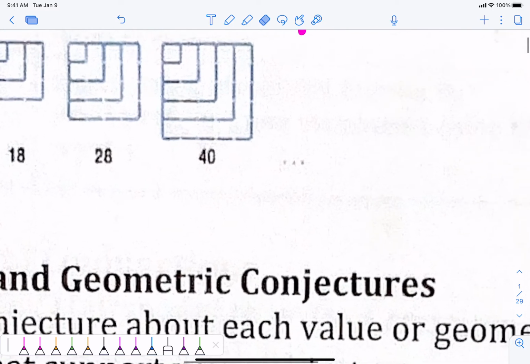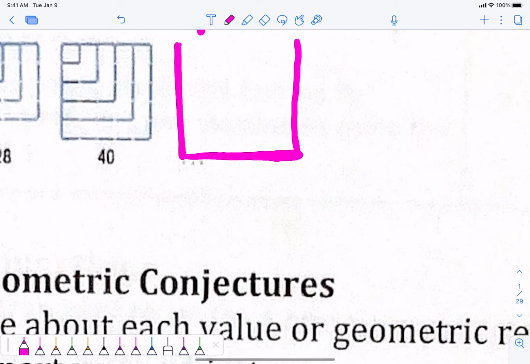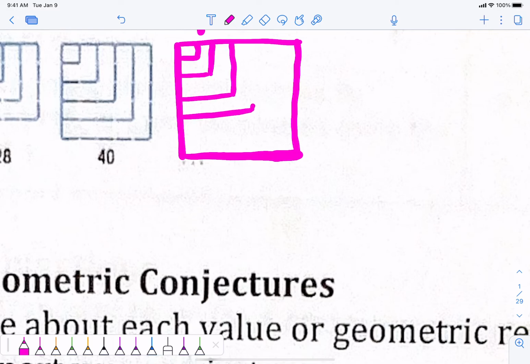Okay, so let's draw what the next one looks like. We've got one a little bit bigger, something like this. And we have a 1 by 1 and a 2 and a 3 and a 4, and I draw this really terrible. 1, 2, 3, 4, and then we've got a 5.